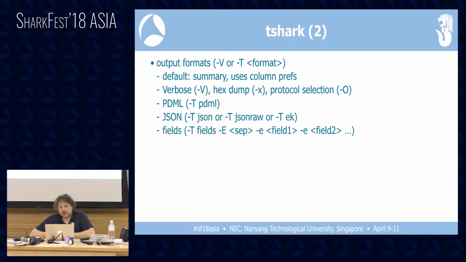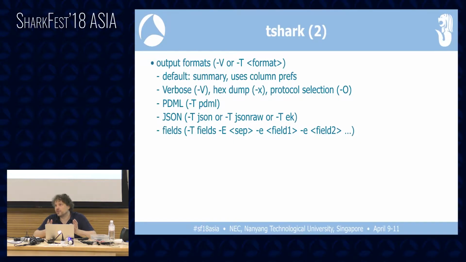The one that I'm most interested in is to select specific fields that I want. So with -T fields, I choose to select a couple of fields. And then the fields that I want, I have to add with -e and then a field, etc. So you can select exactly the fields that you want and put them in the output. And they will be separated by tabs by default, but if you want to have them comma separated or anything else, you can select a separator.